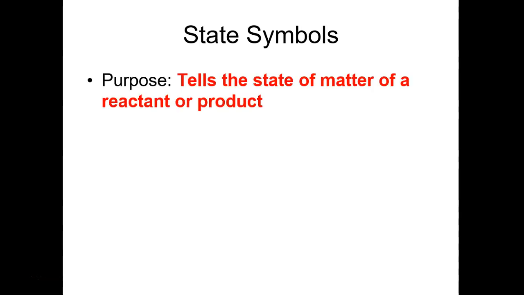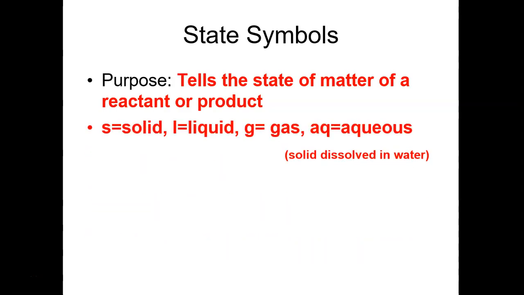Now, one thing you probably have seen as you see more and more reactions written are something called state symbols. So state symbols tell us the state of matter of a reactant or a product. So S is for solid, L is for liquid, G is for gas, and AQ means aqueous, which basically just means it's dissolved in water.